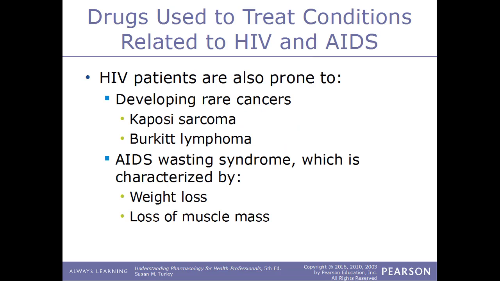So HIV patients are prone to developing rare cancers such as Kaposi sarcoma and Burkitt's lymphoma. Another condition is AIDS wasting syndrome, which is characterized by weight loss and a loss of muscle mass.